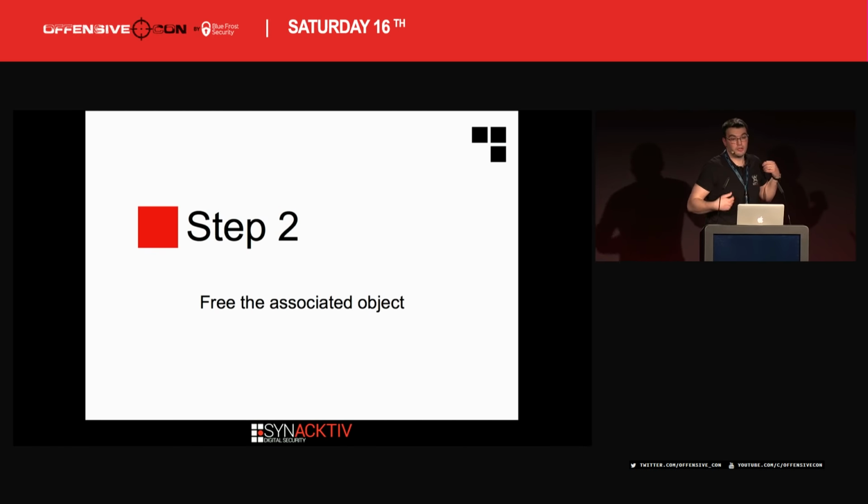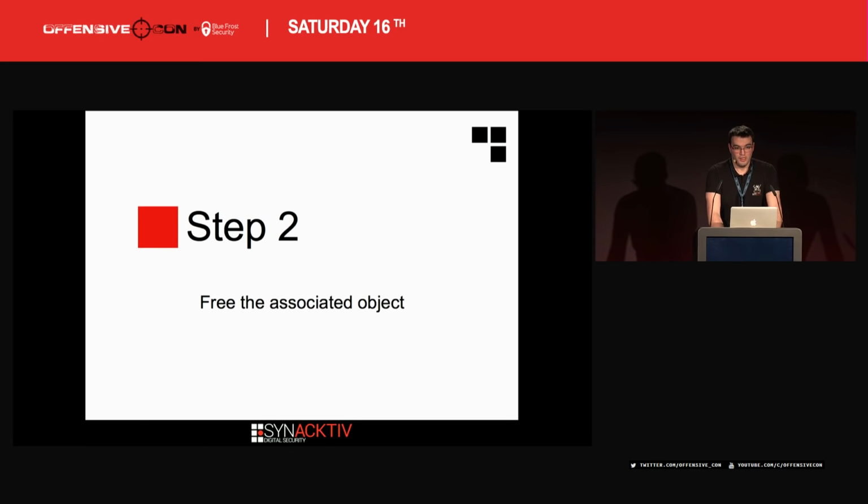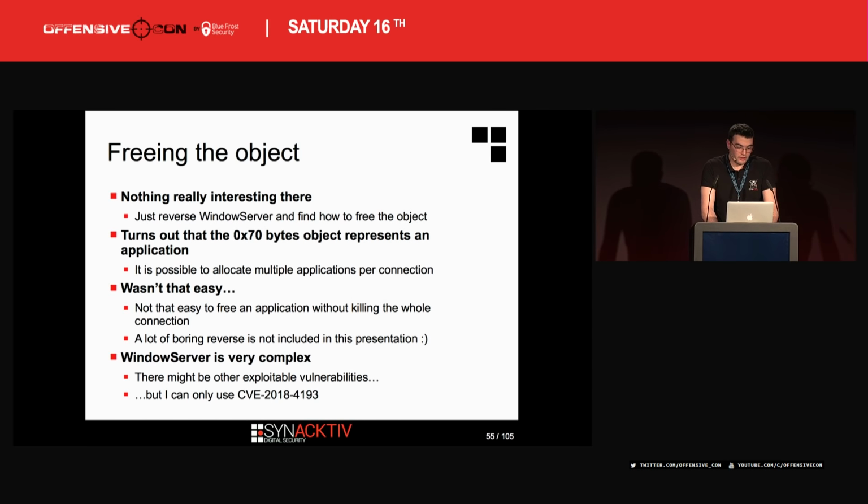Now what we want to do is to free the associated object, oh, there is not much time left. It will be okay. We need to free the associated object to replace it with controlled data. There is nothing really interesting there. It's just reversing the Windows server to find out what the allocated object is. It's actually an application, and you can create as many applications as you want from any client. The object can be freed without closing the connection. It's not that easy, but you can do it.